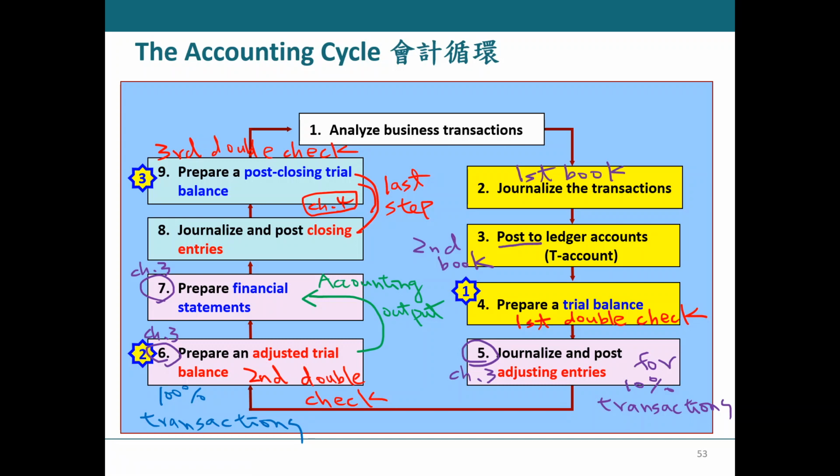Okay? So that's the whole accounting cycle we have from chapter 1 to chapter 4, 整个会计的循环. So this is from chapter 1 to chapter 4, the accounting cycle, 会计循环.